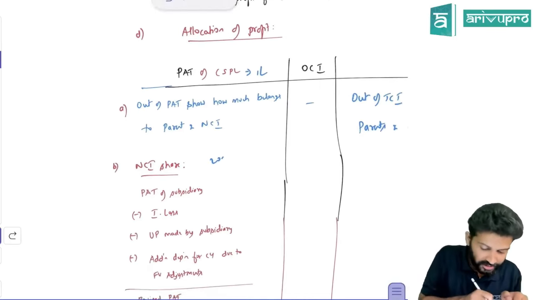Now, if you are getting additional shares, earlier you had a 70% stake, so NCI had a 30% stake. Now you purchase 10% more, meaning the parent's share is 80%. So the NCI's share has become 20. From 30 it has become 20.